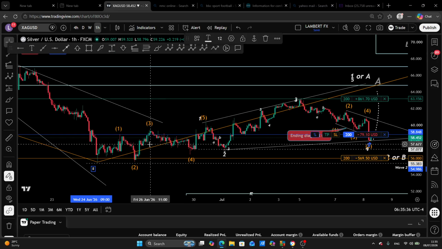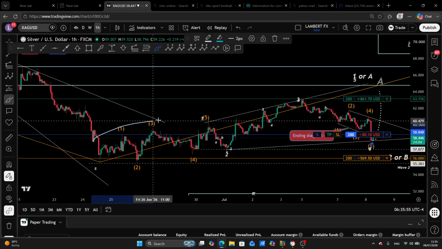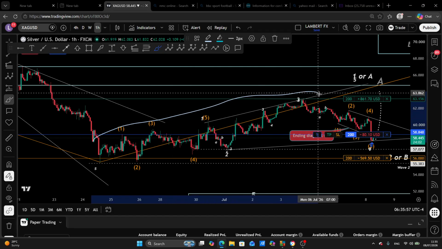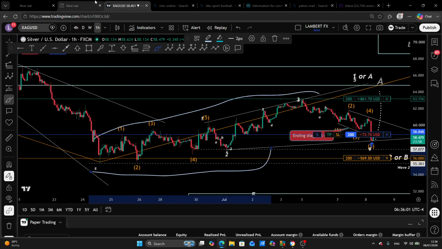diagonal. A leading diagonal can only be found in your leg A of a zigzag correction or your leg 1 of an impulsive move. So this right here, all this here is a leading diagonal.